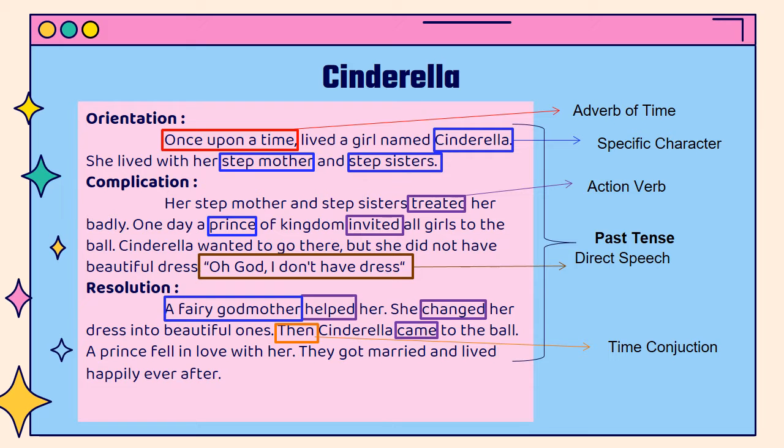Once upon a time, there lived a girl. Her name was Cinderella. She lived with her stepmother and stepsister. Her stepmother and stepsister treated her badly. One day, the Prince of the Kingdom invited all girls to the ball. Cinderella wanted to go there, but she did not have a beautiful dress. Oh God, I don't have a dress.